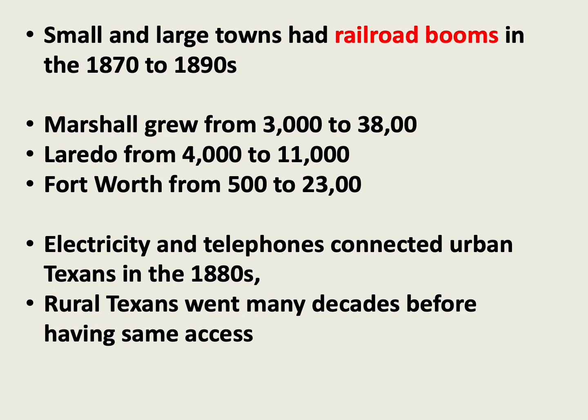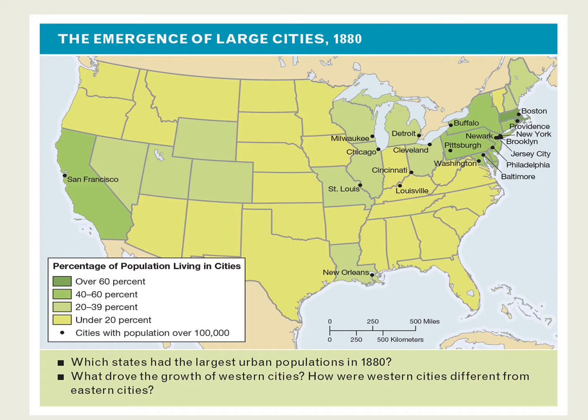Unfortunately, rural Texans went many decades more before they got electricity or telephones. And in fact, some of the very small towns in Texas didn't have electricity until the 1930s. And someone living on an isolated farm may not have had electricity until after World War II.